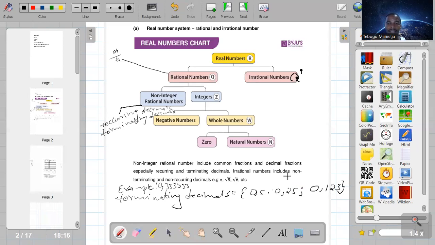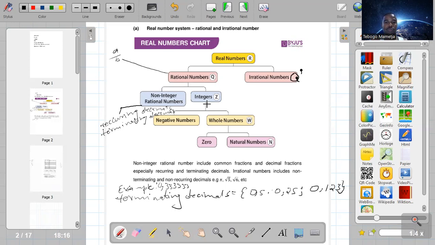So their decimal places do not recur, and they also terminate. So we call them terminating decimals. So they fall under rational numbers. So in a way, rational numbers include integers. In integers, remember, we find negative numbers, whole numbers, natural numbers, including a 0.